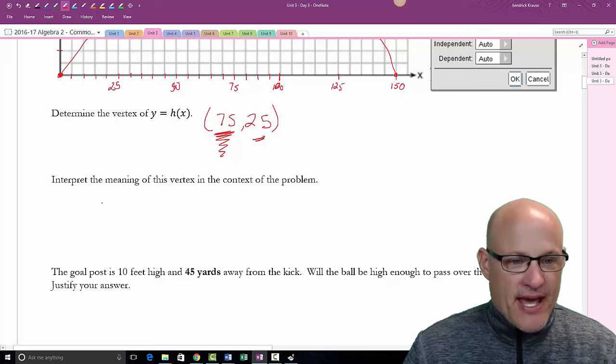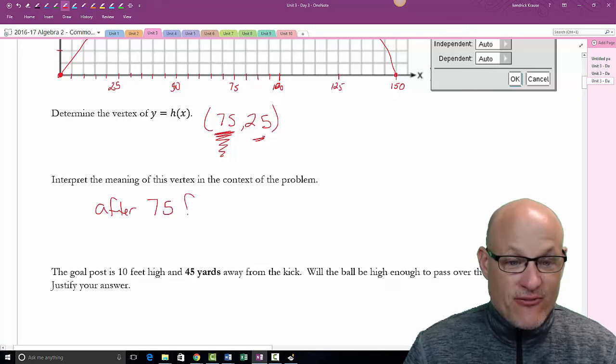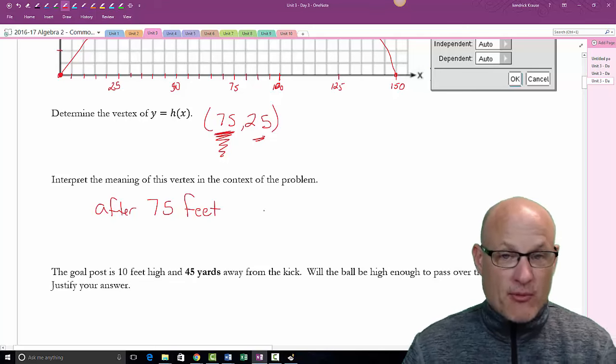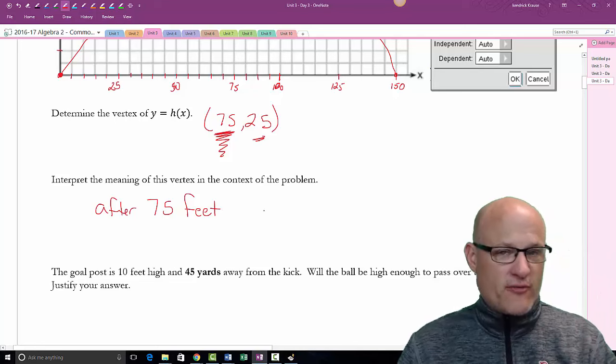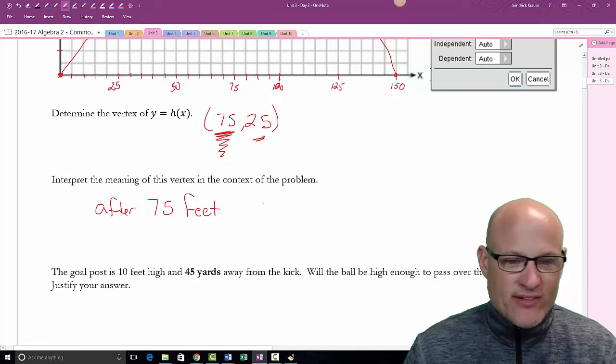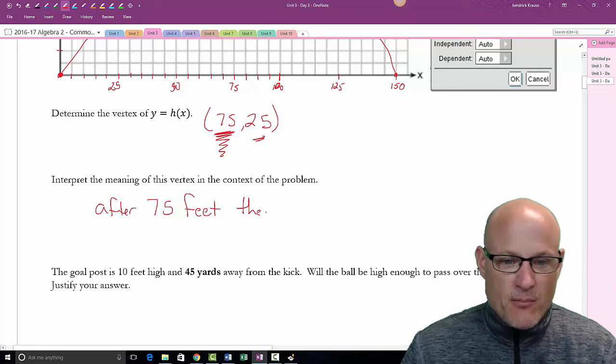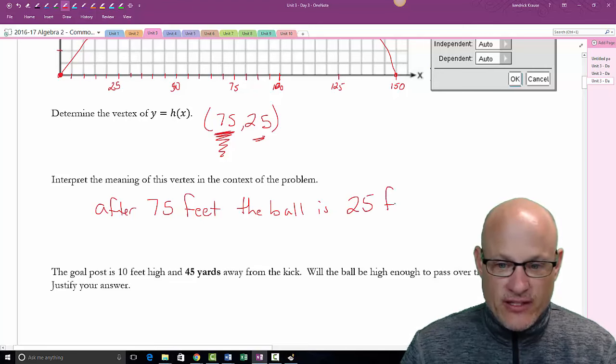So after 75 feet, it's important you get your units right. Remember when I was talking earlier about units, yards, and stuff, and we didn't accommodate for that? So at 75 feet, the ball is 25 feet in the air.